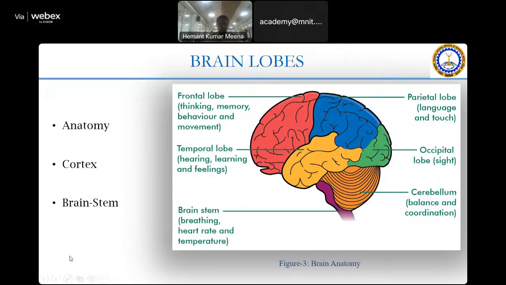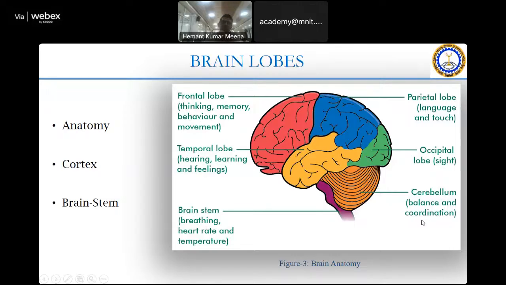Now when we come to the structural part, the frontal lobe is about thinking, memory, behavior and movement. The parietal lobe is language and touch. The temporal lobe is between the sides. This is the occipital lobe, sight. The brain stem handles breathing, heart rate and temperature.